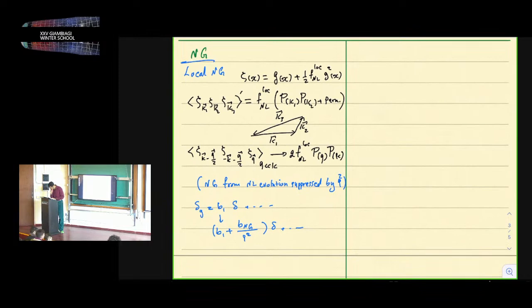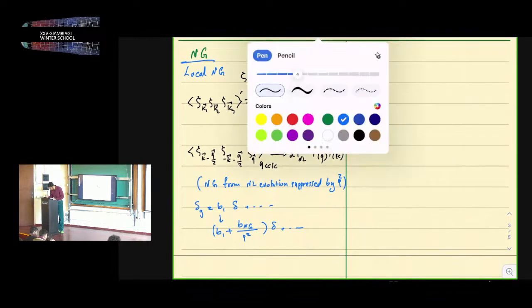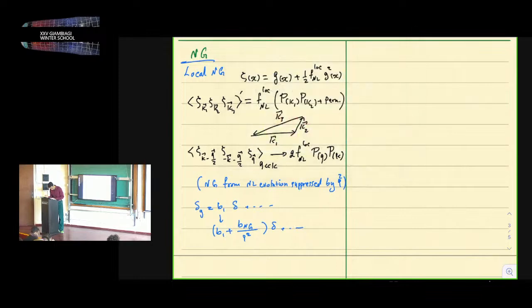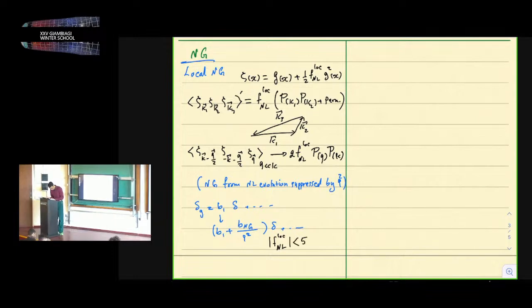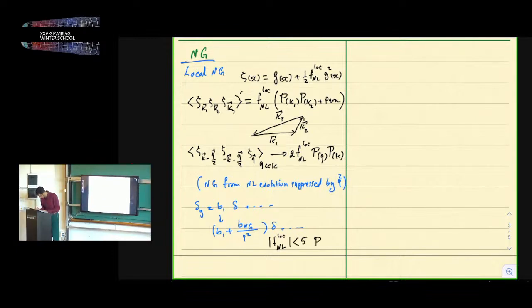And the current constraints on this FNL local, the best constraint comes from Planck. So far we know that FNL local has to be less than 5. Now Marco promises me that he's gonna go all the way to 10 to the minus 10. He can get there at some point. Or maybe one order of magnitude.